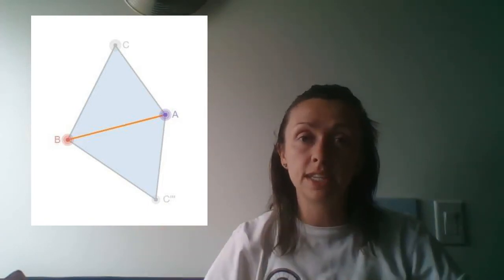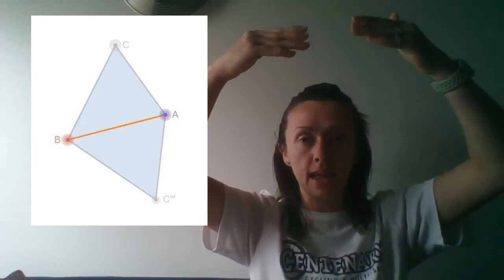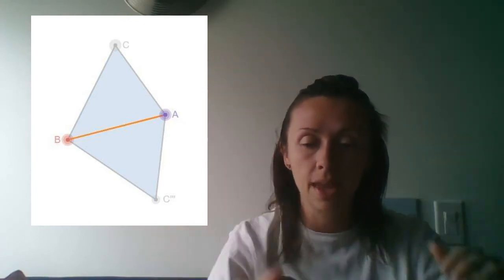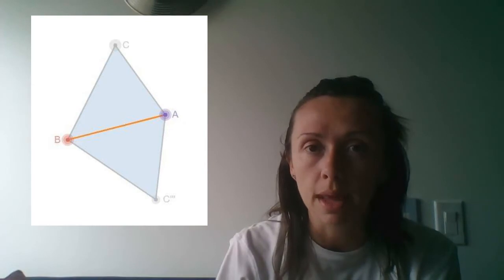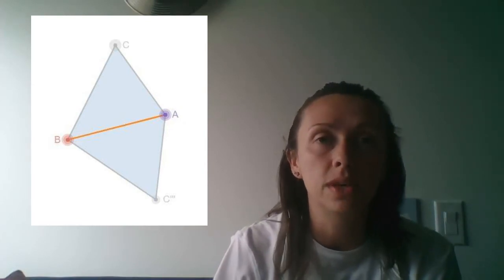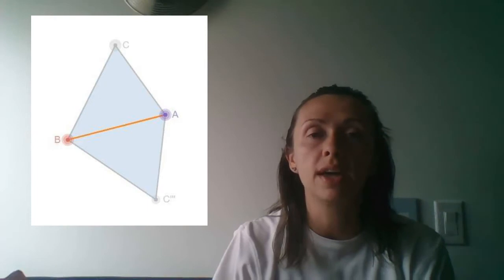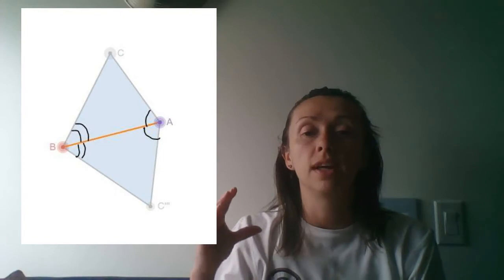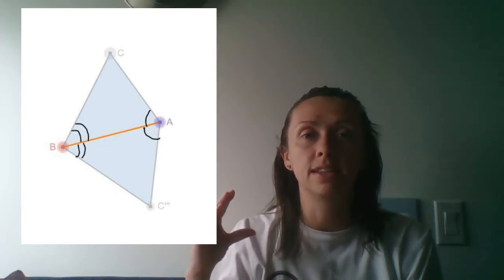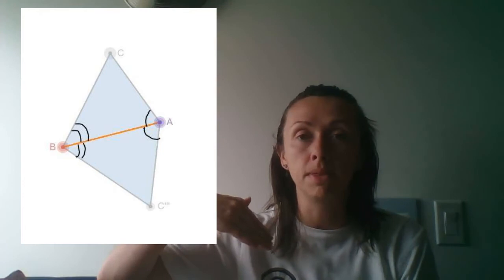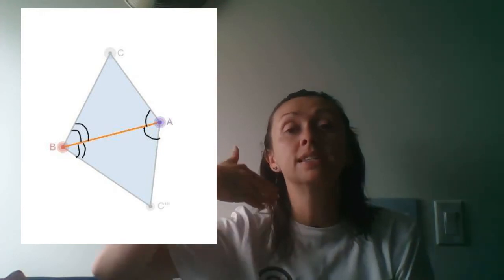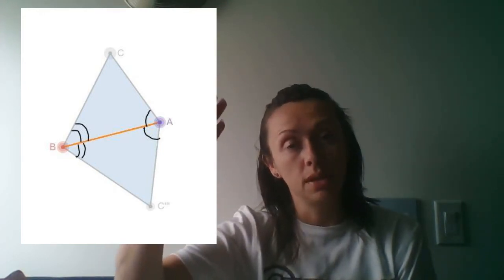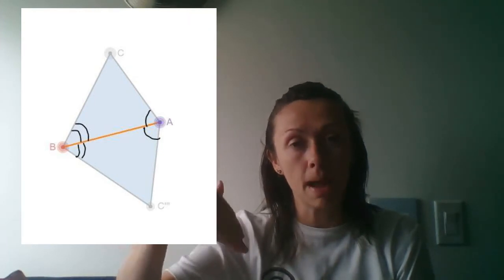So reflecting C triple prime over the line of reflection, we know it at least lands in the same half plane as the original point C. But how can we be sure that they map to each other? Well, it has to do with those angles. First we know that since the two B angles are congruent to each other, then the ray down at the bottom, the BC triple prime ray, has to map up to the BC ray. They're going to map together.